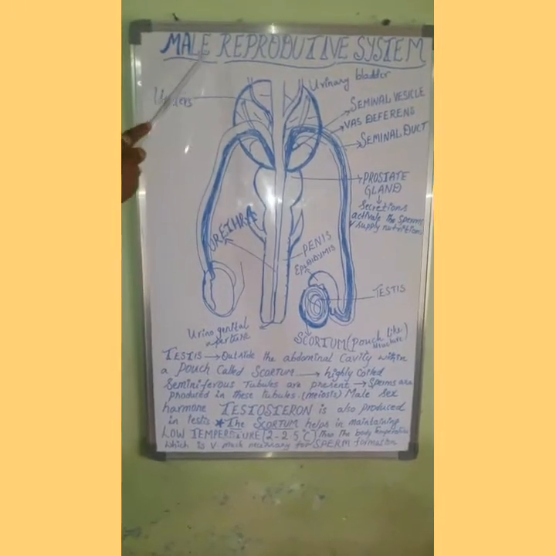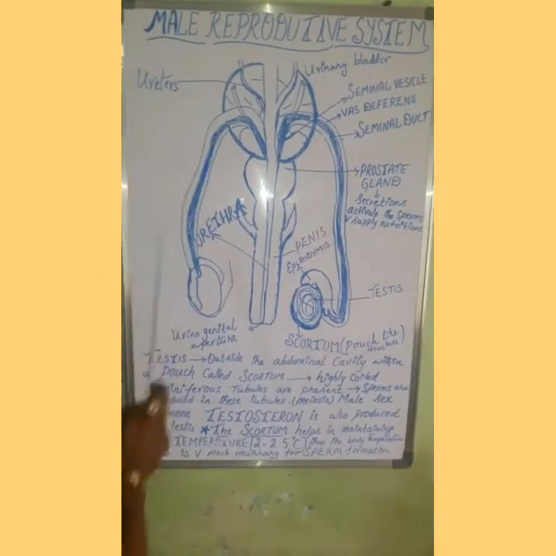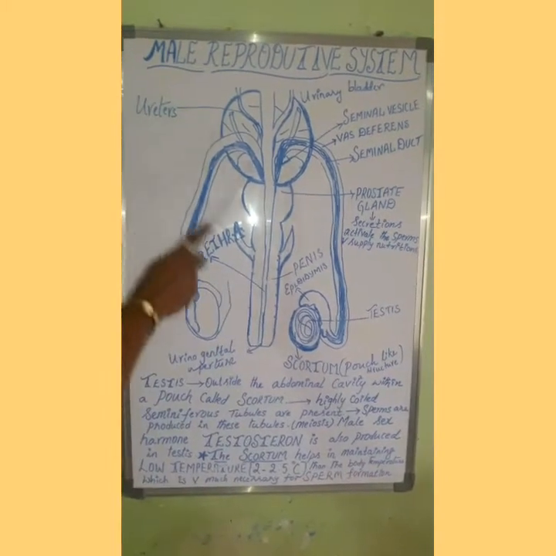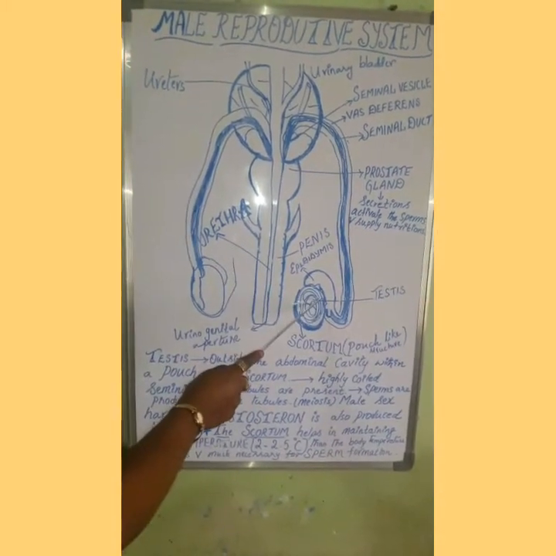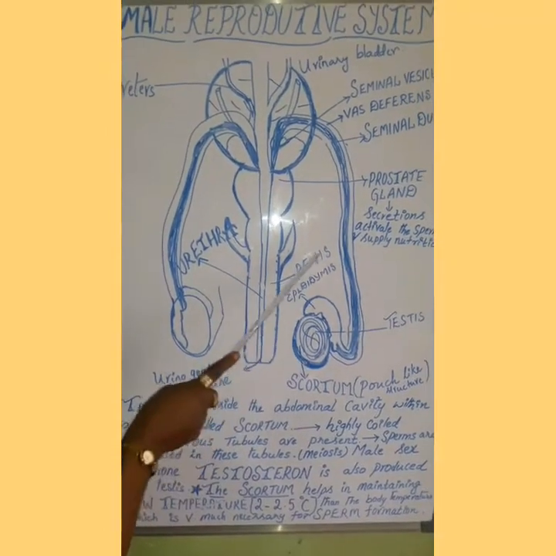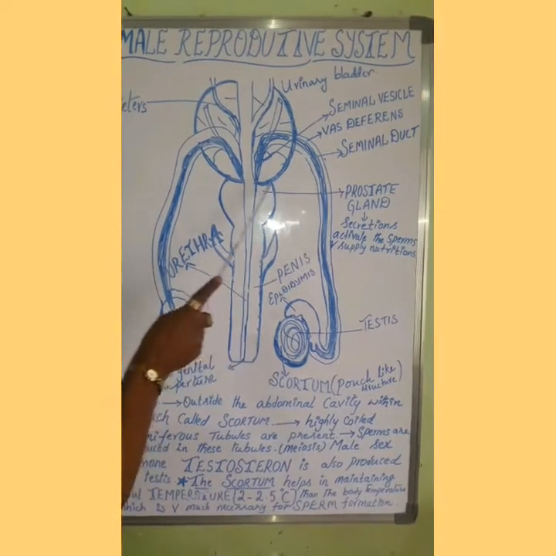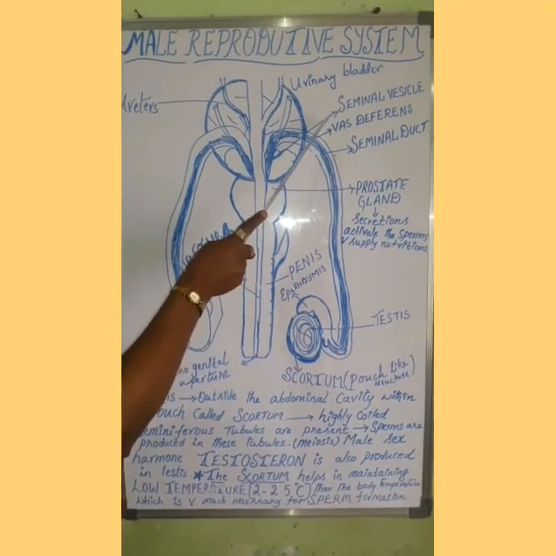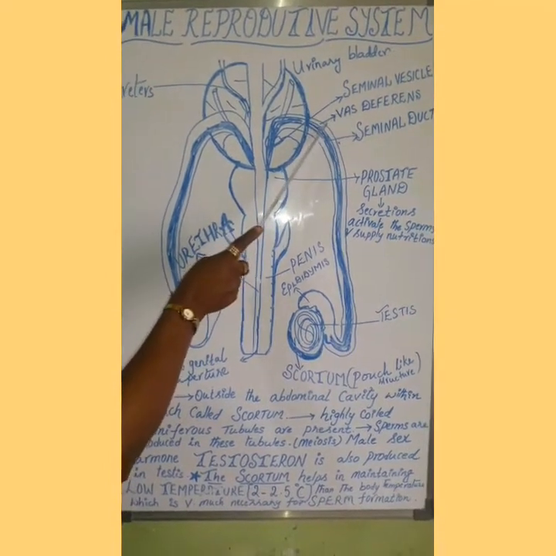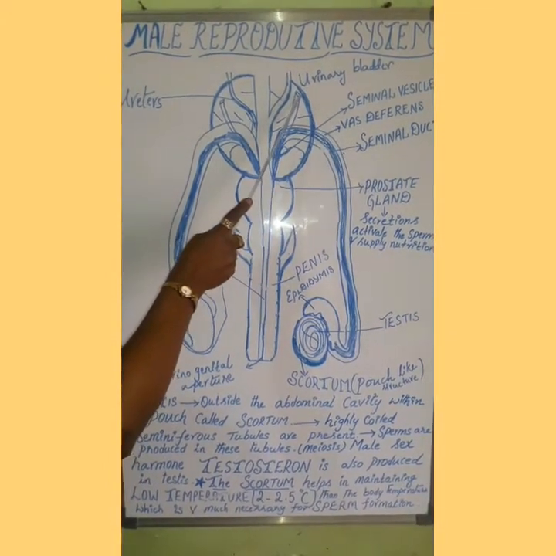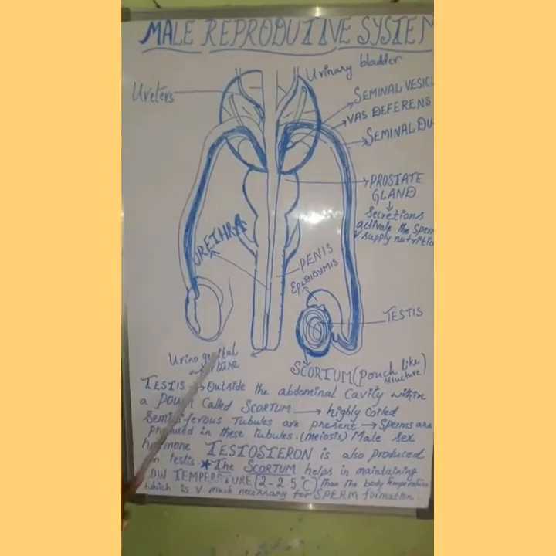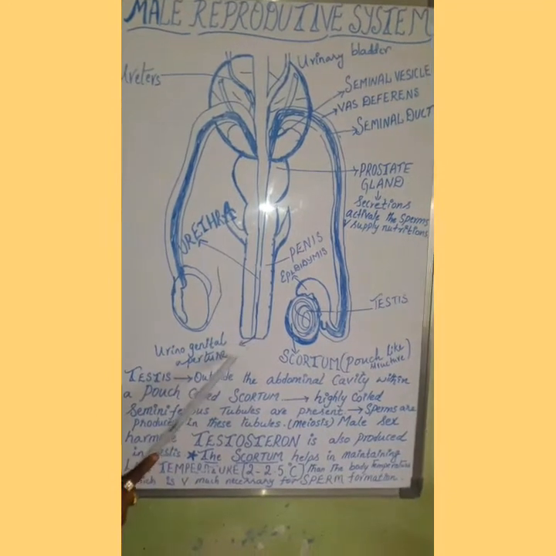Now let's study the male reproductive system. It consists of the following parts: a pair of testes, scrotum, penis, prostate gland, seminal vesicle, seminal duct, vas deferens, urinary bladder, urethra, urinogenital aperture.